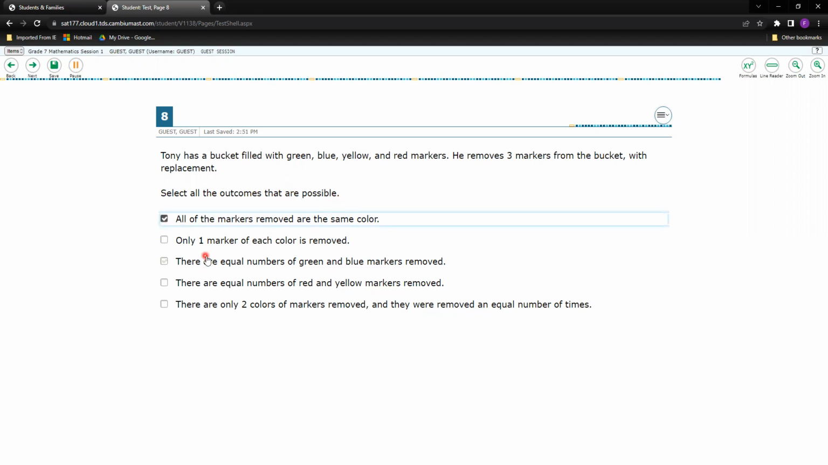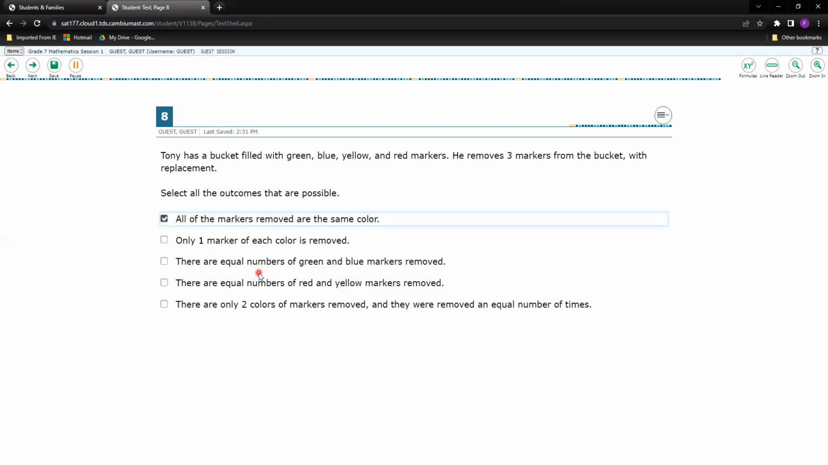Only one marker of each color is removed. The problem with each color is that I have 4 colors. It is possible that he removes 3 different colors, but that's not what it says. It says 1 marker of each color. So I don't have every color in here.